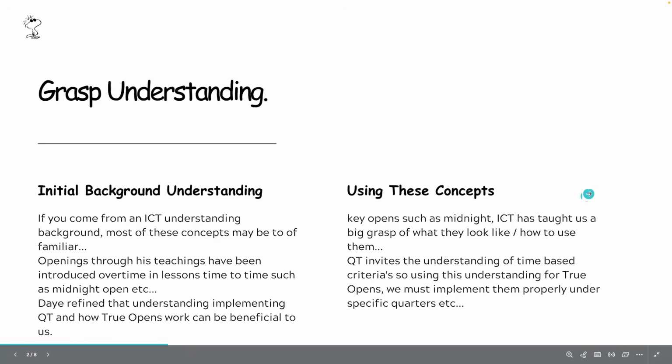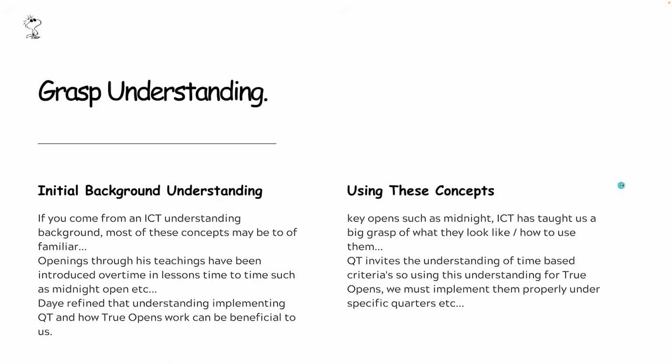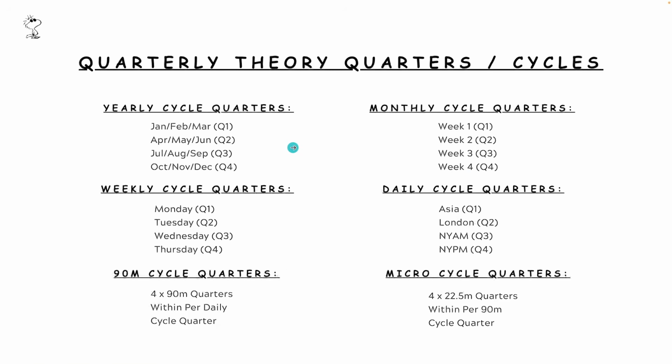Now, what exactly are quarters and cycles? Quarterly theory, quarters, and cycles. The whole difference between smart money concepts and quarterly theory, as Day has refined, is that quarterly theory gives us the advantage of understanding not only true openings and the different cycles of their true openings, but referencing quarters. Every single day, there's not only going to be a daily cycle, there's going to be 90-minute fractal cycles within the daily cycle, and then within the 90-minute cycles, there are also going to be microcycles. Understanding time is fractal.